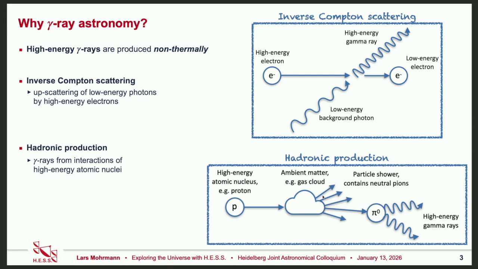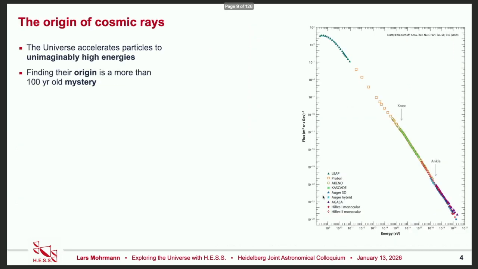And then the other mode is what we call hadronic production. In this case, you start out with a high energy atomic nucleus, a proton, say, which interacts with some ambient matter, say in a gas cloud, and then in the particle shower that follows, gamma rays are produced. So in both of these cases, we start out with high energy charged particles. We call those cosmic rays. And so the bottom line is that we can use gamma rays to study the acceleration and the sources of those cosmic rays. Now, why is that interesting?